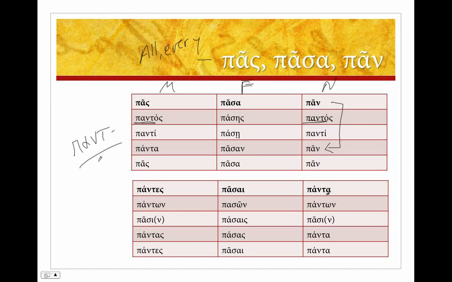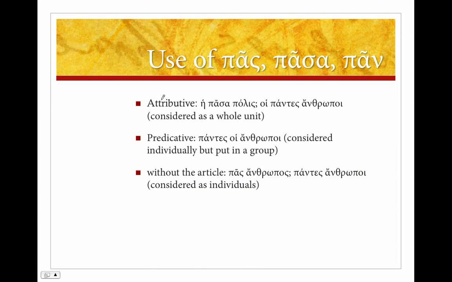Now, how do we use it? We can find pas, pasa, pan in 3 different positions. The first position would be in the attributive position. Remember, the attributive is between the article and the noun. So, he pasa polis, the whole city, or hoi pantes anthropoi, here in the plural, the whole of the people, the whole of the men. And here we're considering this whole of the men as a single unit. That is, they're a group, considering the group. So the attributive, we could even say the whole body of people. So we keep that article in there and translate the whole city as a unit.